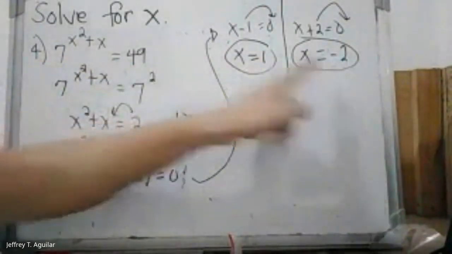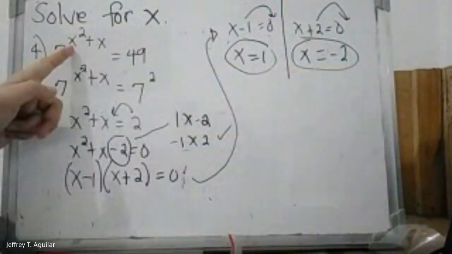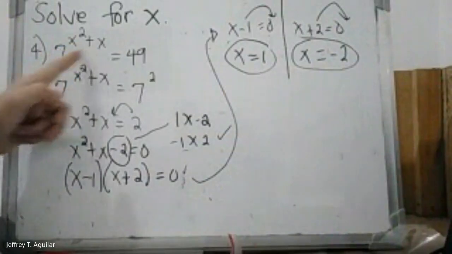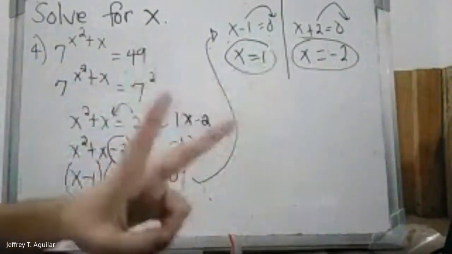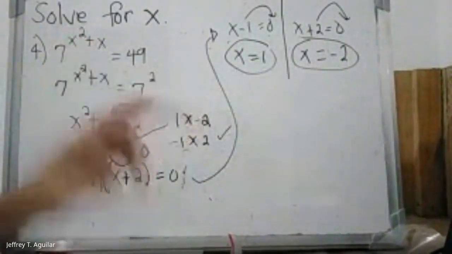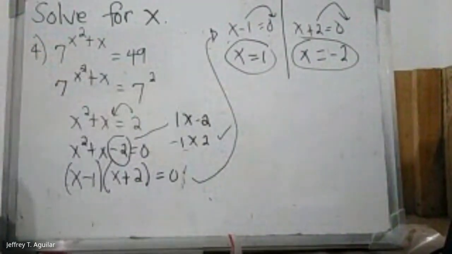How about -2? If this is -2 squared, that would become 4 minus 2, that's 2. 7 squared, still 49 equals 49. So there are actually two real numbers that would satisfy our exponential equation.